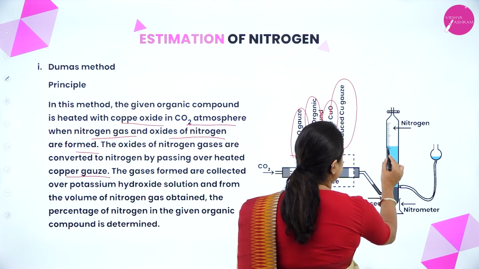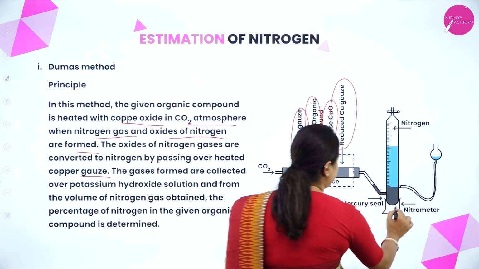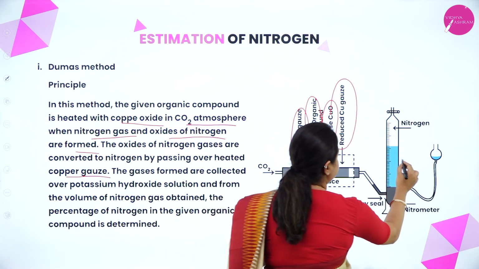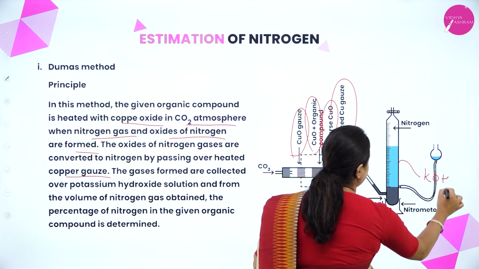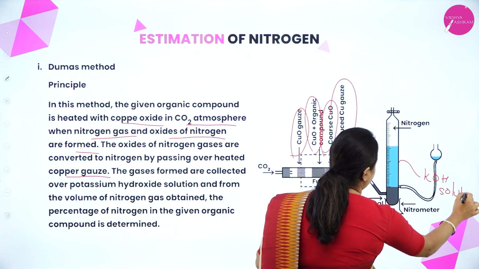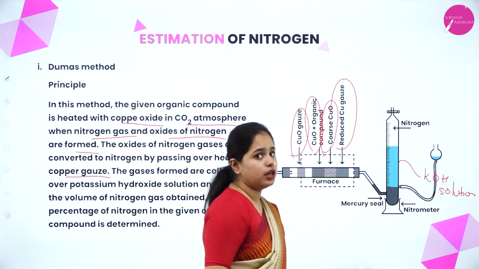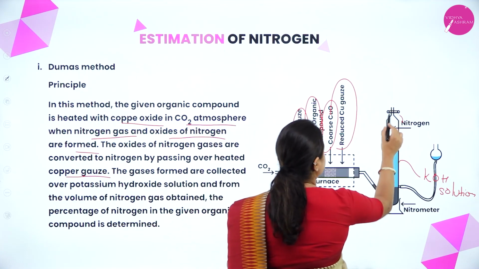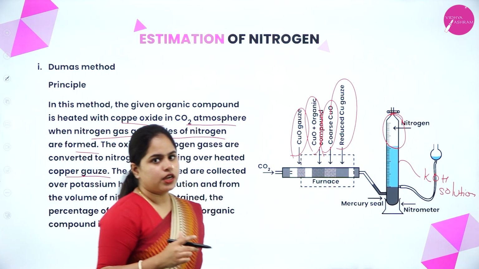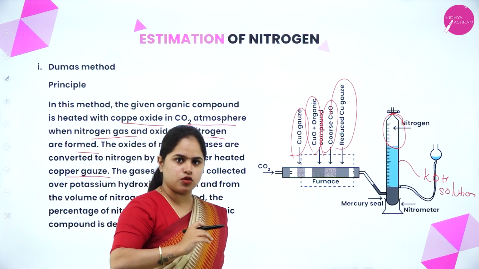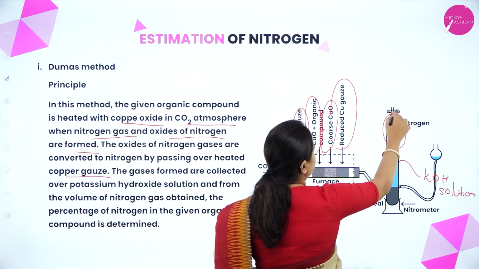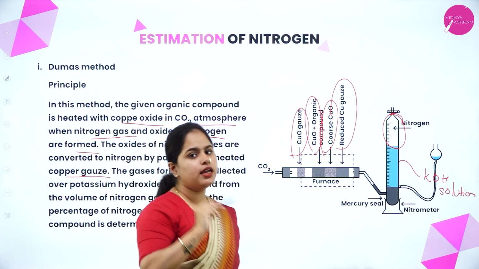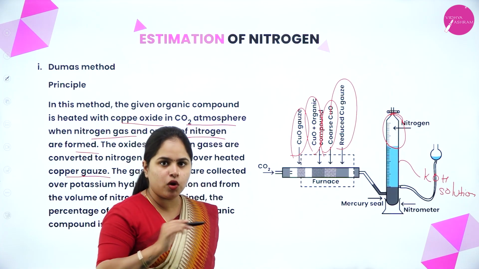As you can see here, the blue colored part is potassium hydroxide solution, and above that the nitrogen gas will be accumulated. So above the potassium hydroxide solution, in this tube, you will find the nitrogen gas. Nitrogen gas will be obtained there.